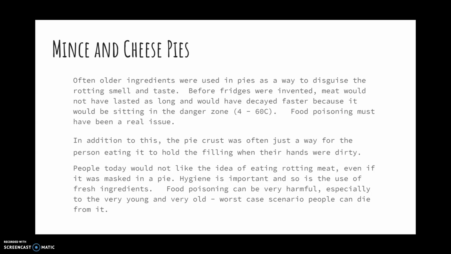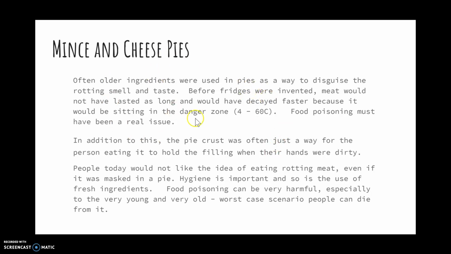People today would not like the idea of eating rotten meat, even if it was masked in a pie. Hygiene is important, and so is the use of fresh ingredients. Food poisoning can be very harmful, especially to the very young and very old, and in worst case scenarios, people can die from it. So that is a wee example.